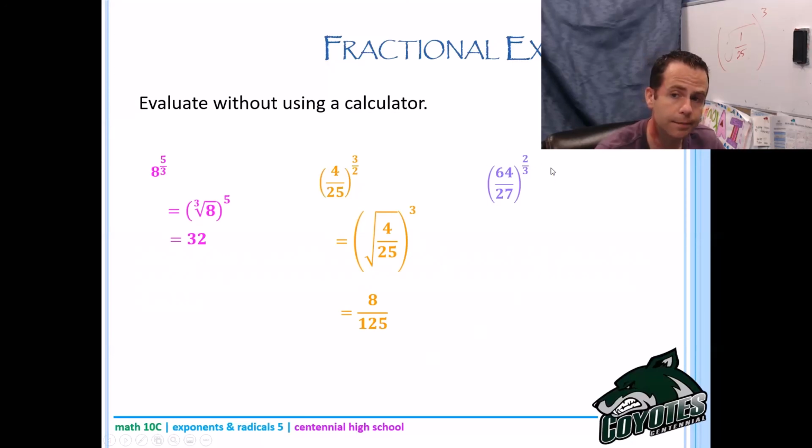And then here, I'm taking the cube root first. The cube root of 64 is 4. The cube root of 27 is 3. So I'm looking at 4 over 3, and then I'm squaring that. So that would be 16 over 9.